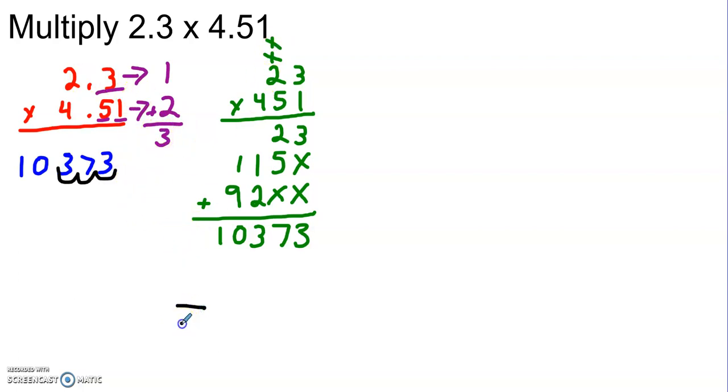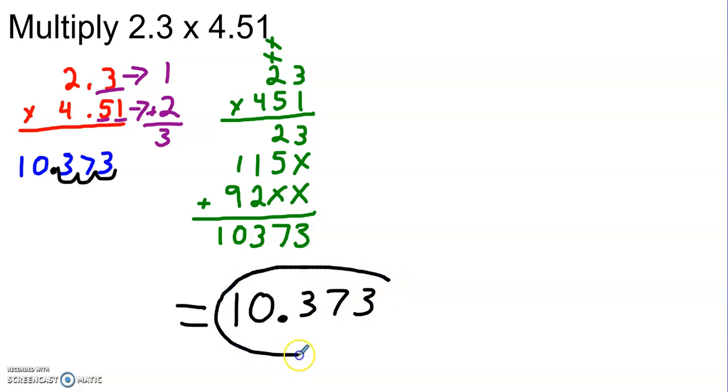So when I look at this, I'm going to equal the 10. And then my decimal landed here, so I'm going to rewrite the decimal there and just copy the other numbers. So my solution to this one is 10 and 373 thousandths. So when I'm multiplying decimals, I actually do the multiplication without the decimals.